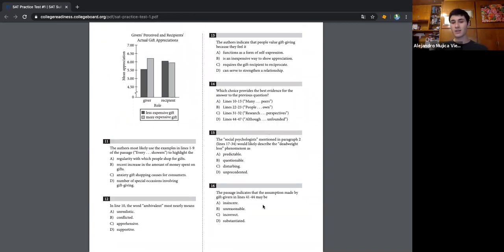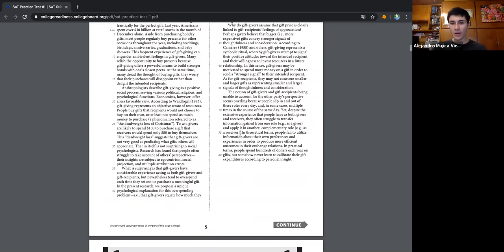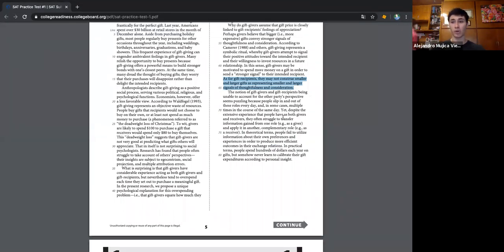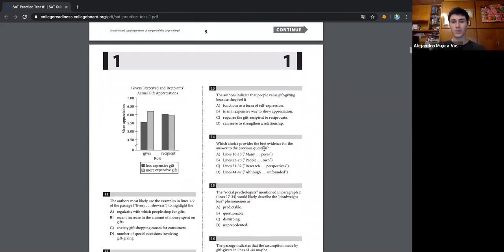But let's look at this. The passage indicates that the assumption blah, blah, blah may be insincere. Where do they actually say that it might not be true? Here, they are supporting the fact that it might not be true, but they already said it. Here is the first time where they're introducing that contradiction. They're saying, however, this might not be the way we think. This might not be true. Okay? Does that make sense? Okay.